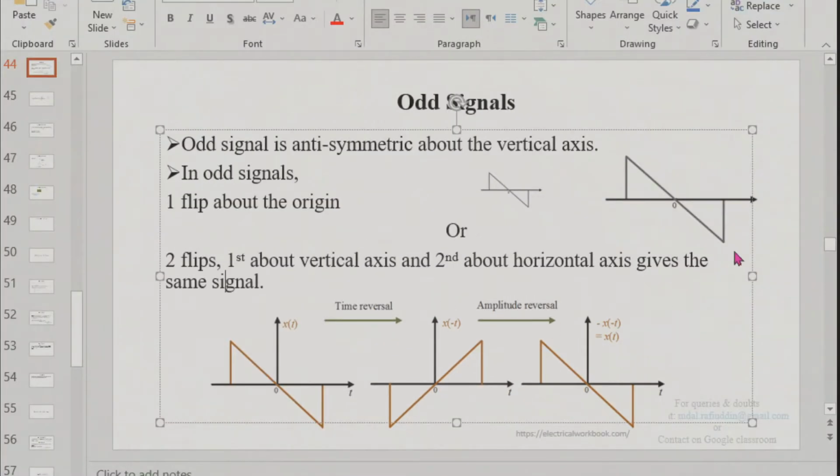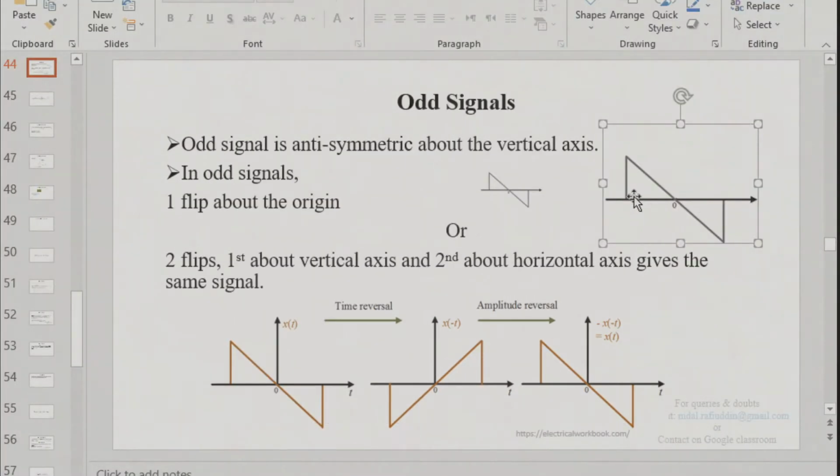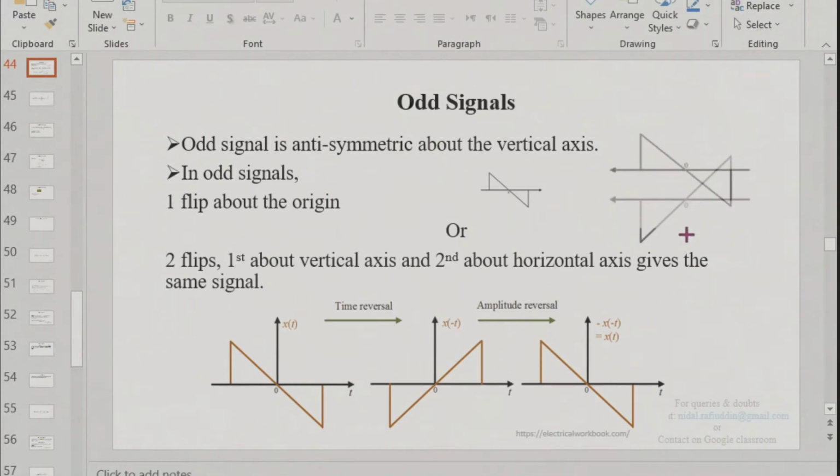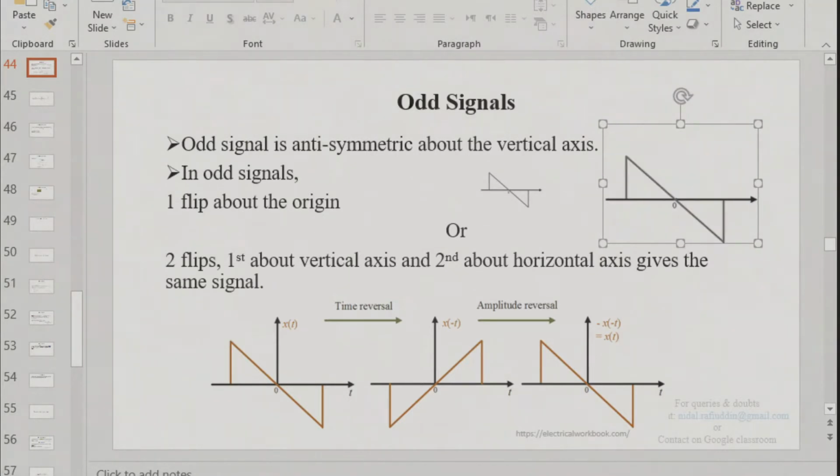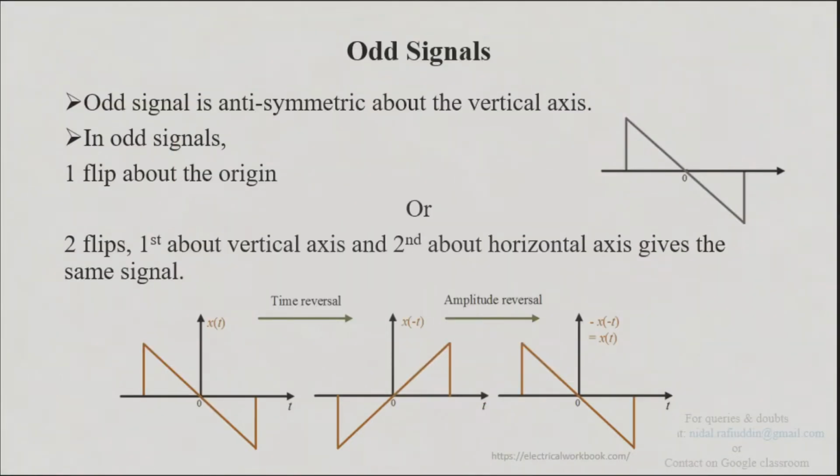So let me show that again. If we flip this first about the vertical axis, we get this signal, and again if we flip this about the horizontal axis, this is the signal that we will be getting. I guess this is clear. Moving on.